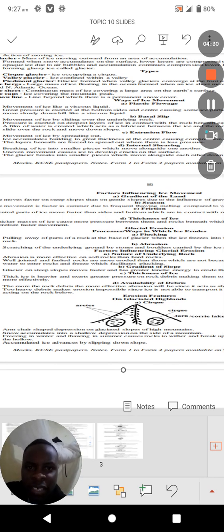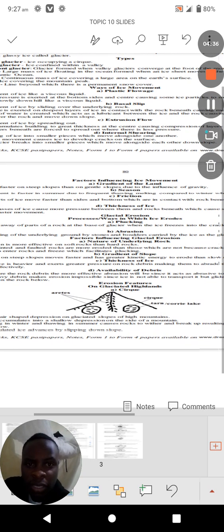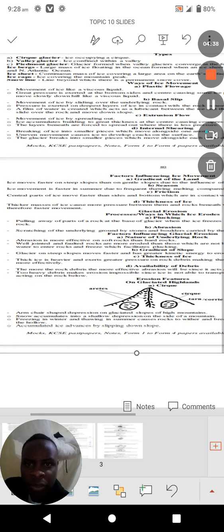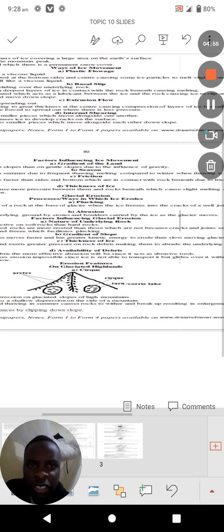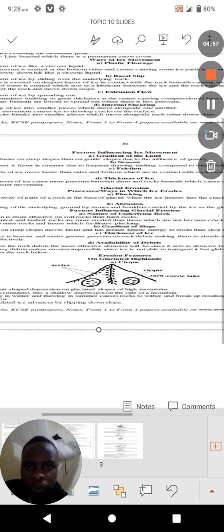Then we have internal shearing, the breaking of ice into smaller pieces which move alongside one another. Due to uneven movement, the ice develops cracks on the surface, and the glacier moves in smaller pieces alongside each other downslope.